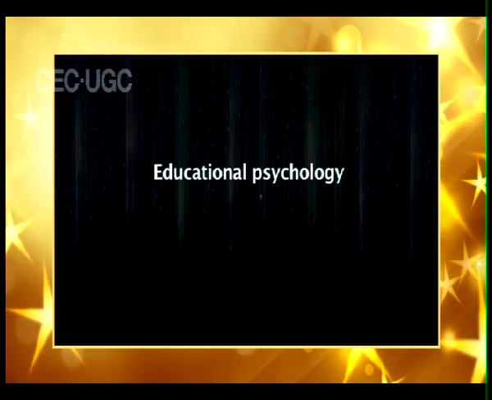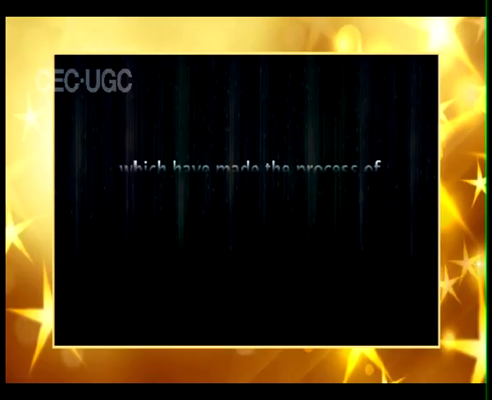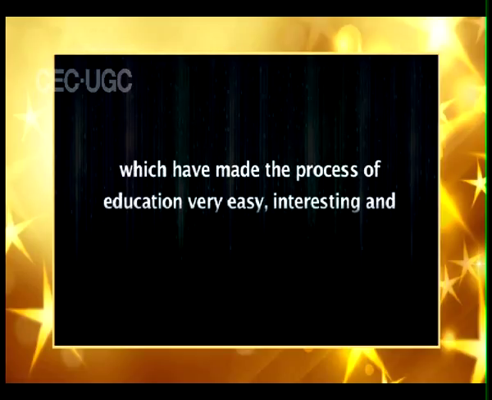Number 11. Educational psychology and social adjustment. Educational psychology has shown factors affecting social adjustment and endorse principles which lead a man to proper adjustment in the society. Learning is the basic topic of educational psychology, from the meaning of learning up to the laws of learning. Different topics have been highlighted by psychology, which have made the process of education very easy, interesting, and pleasing.